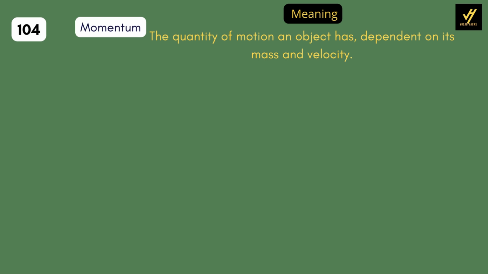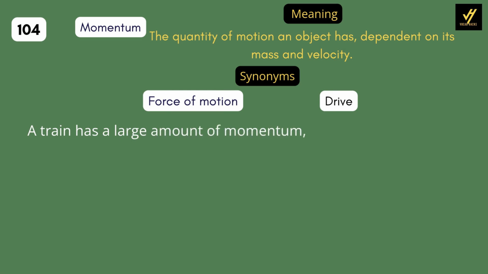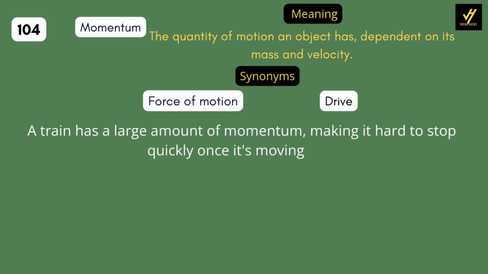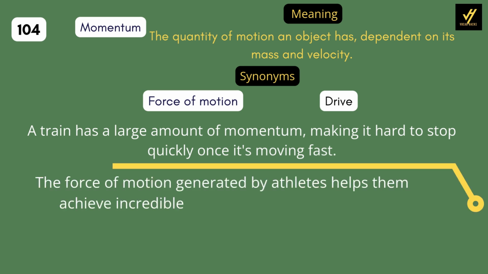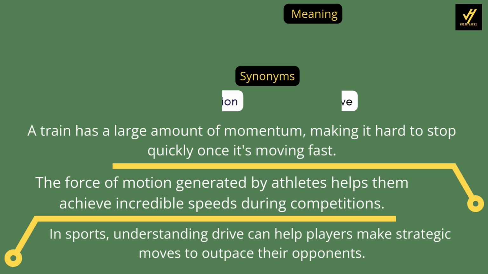Momentum, the quantity of motion an object has, dependent on its mass and velocity. Force of motion, drive. A train has a large amount of momentum, making it hard to stop quickly once it's moving fast. The force of motion generated by athletes helps them achieve incredible speeds during competitions. In sports, understanding drive can help players make strategic moves to outpace their opponents.